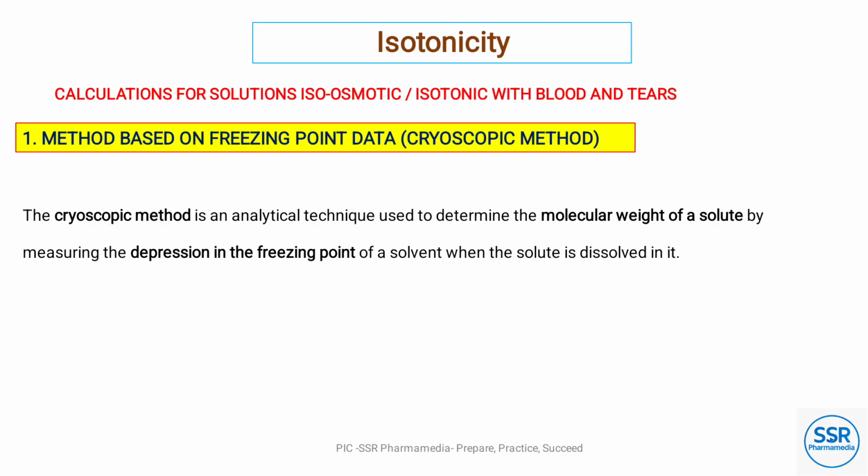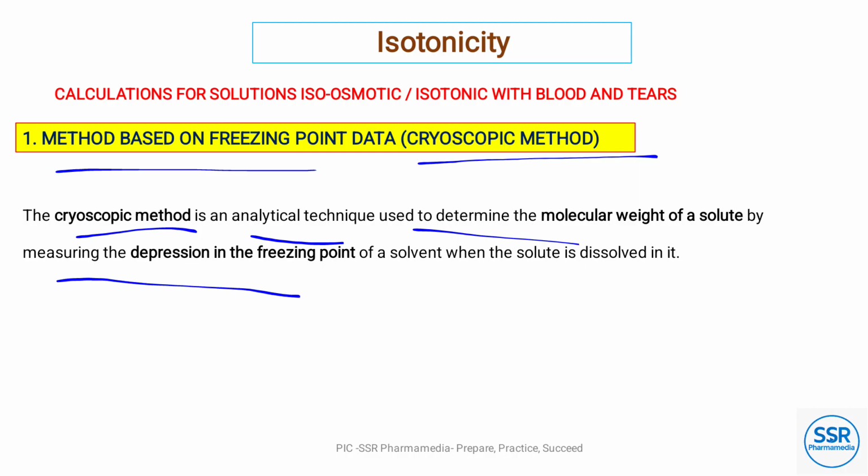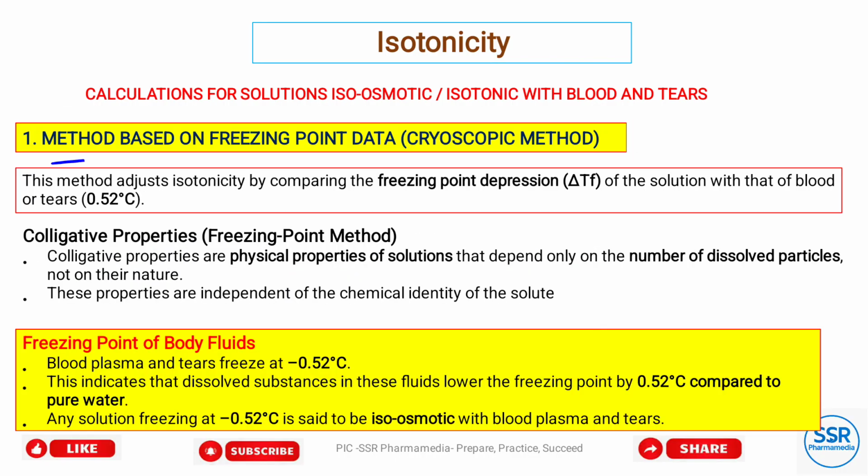So the first method is the method based on freezing point data. It's also called the cryoscopic method. The cryoscopic method is an analytical technique used to determine the molecular weight of a solute by measuring the depression in the freezing point of a solvent when the solute is dissolved in it. So the main thing is depression in the freezing point.